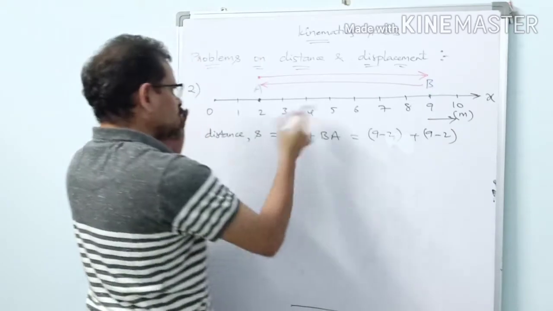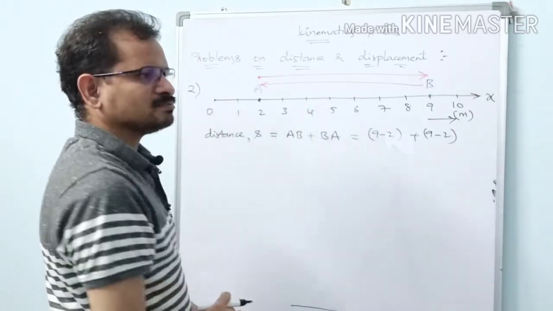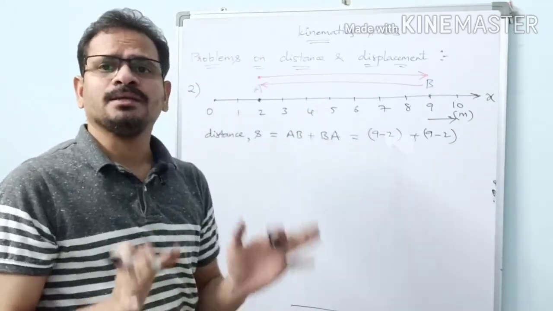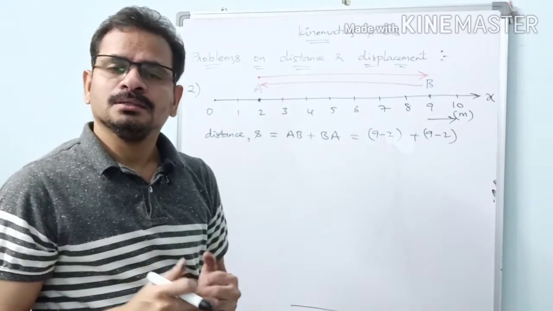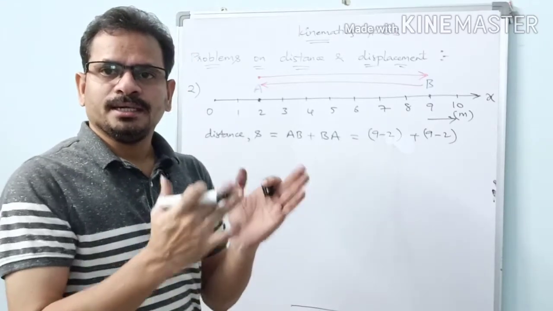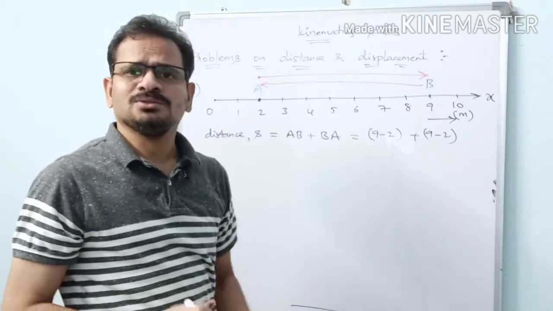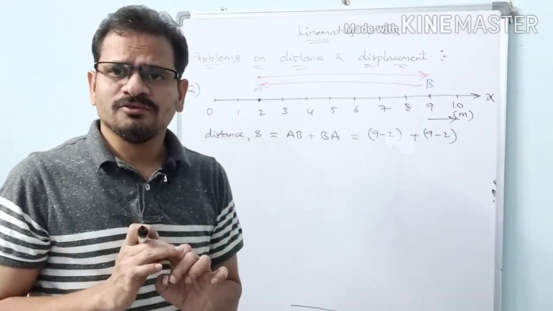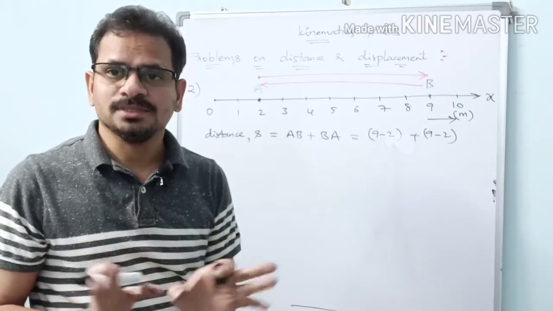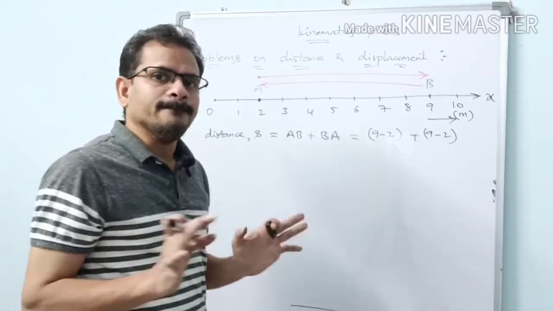Sir, why can't you write 2 minus 9? Why can't we put a minus there? See, we are just interested in the magnitude. So we can safely subtract the lower value from the upper value. So simply 9 minus 2. There is no need to consider any negative sign here. We need only the magnitude, that's all.